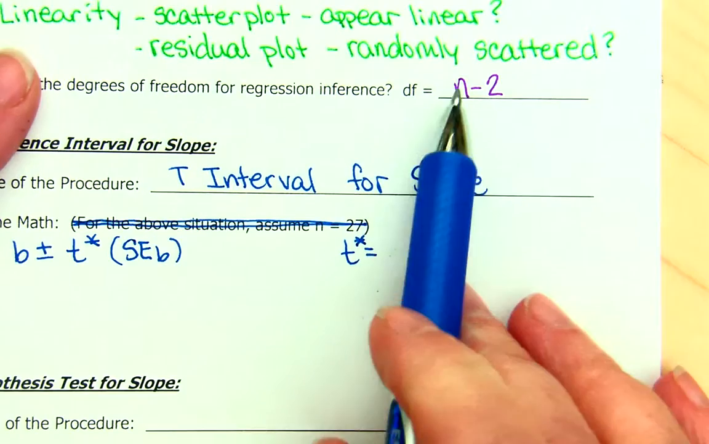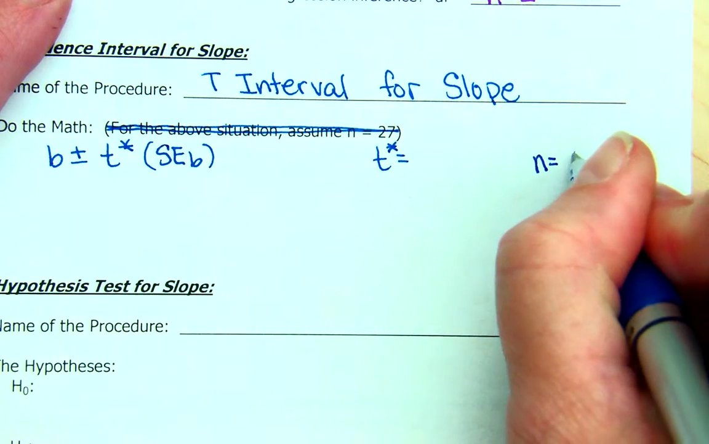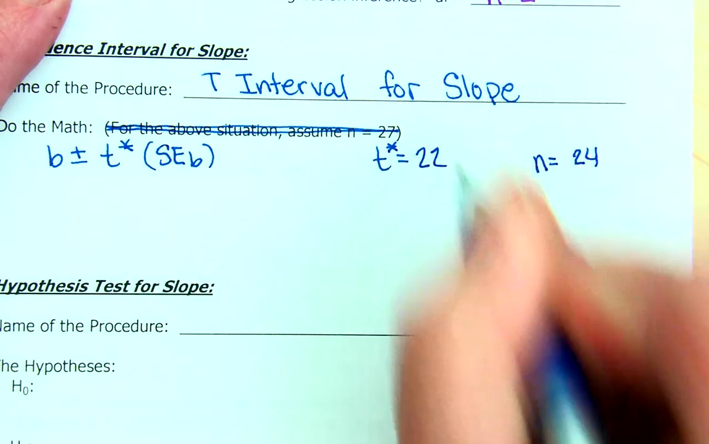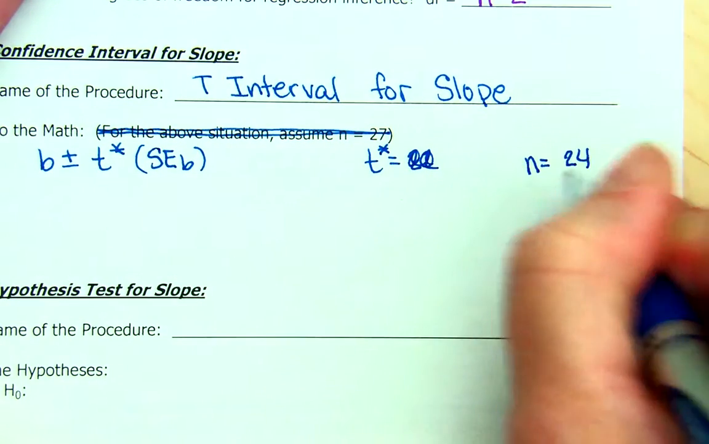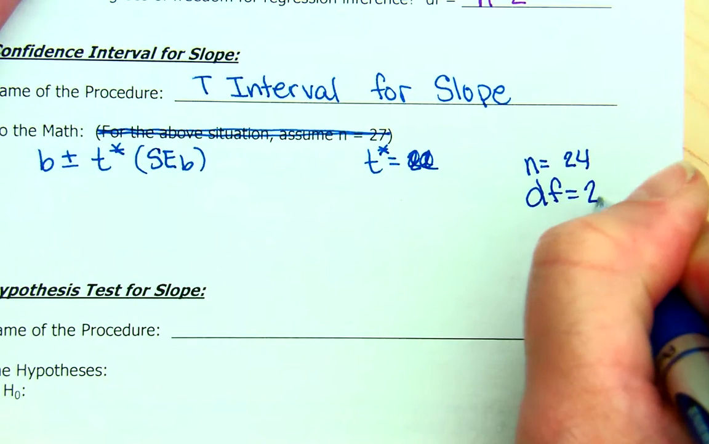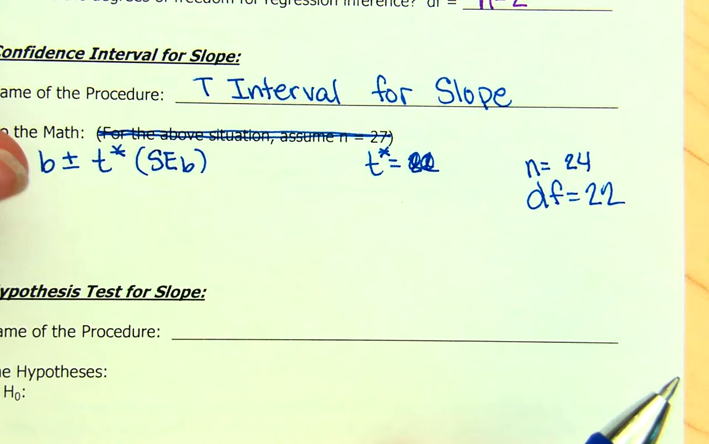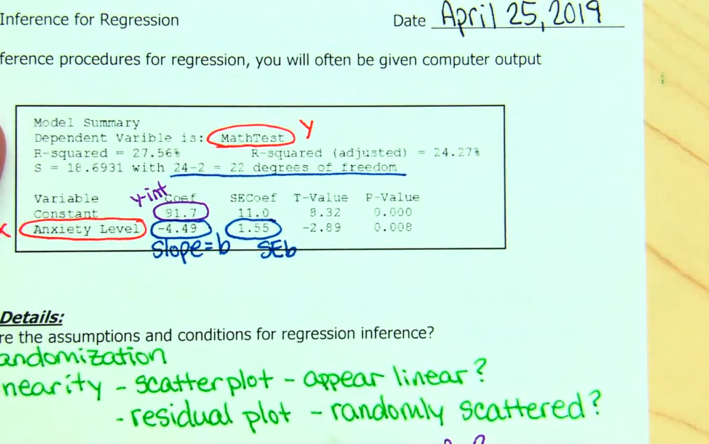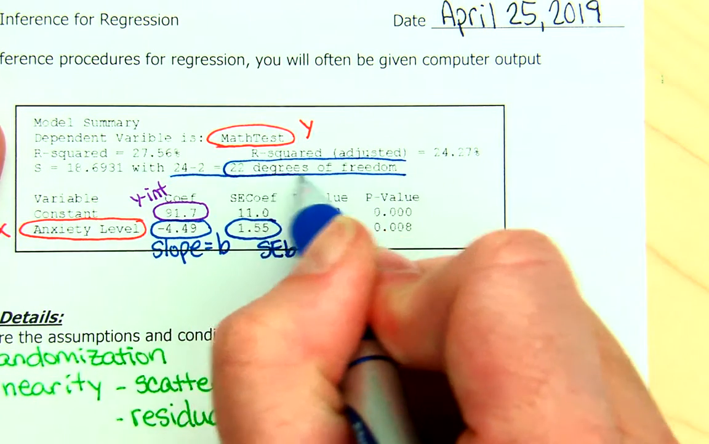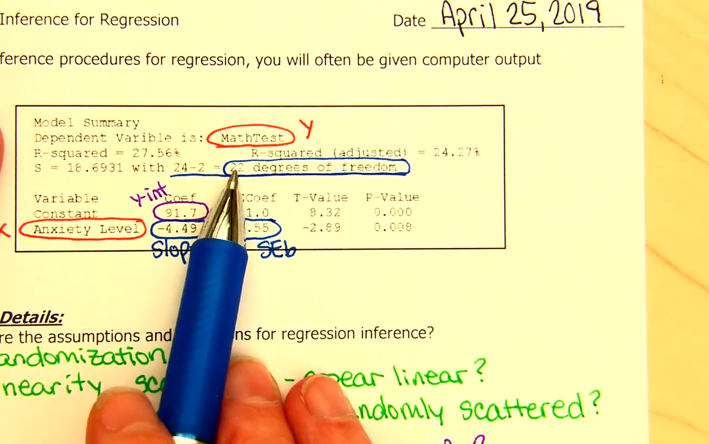So degrees of freedom is n minus 2. So here n equals 24, so this is 22. So n is 24, degrees of freedom 22, and I'll show you where I got that. Right up here, it told us this is my degrees of freedom, 22 degrees of freedom. The 24 is my sample size. I subtract 2 to get my degrees of freedom of 22.